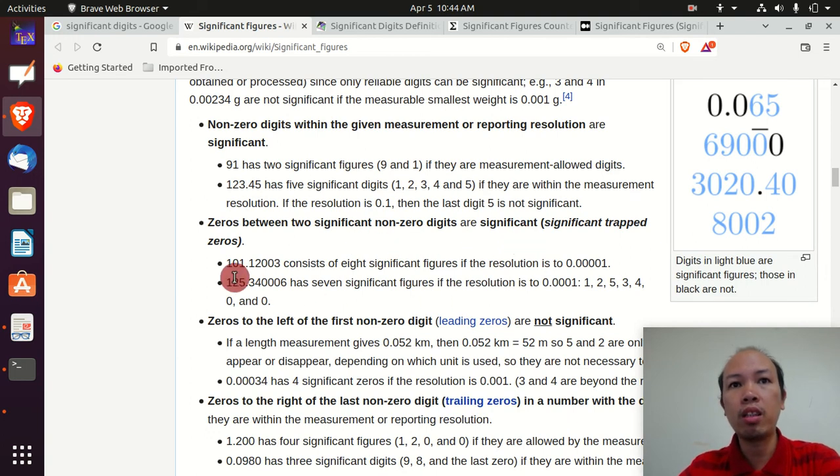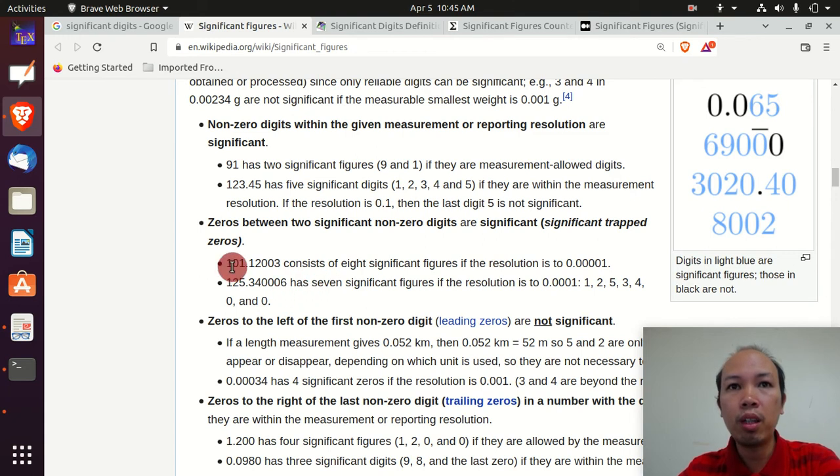So as you can see here, there is a word here like resolution. I don't know if you encountered this word in your high school. It says here that 101.12003 has 8 significant figures if the resolution is 0.0001.